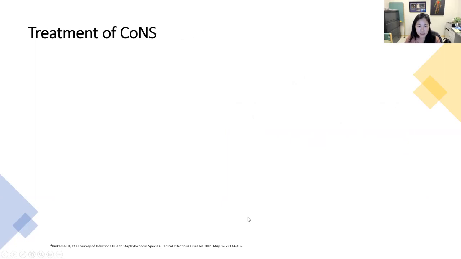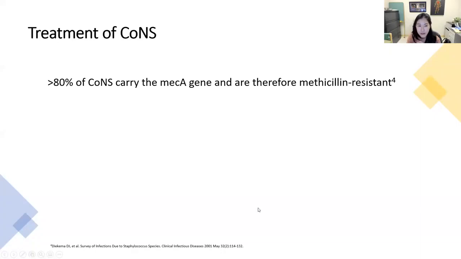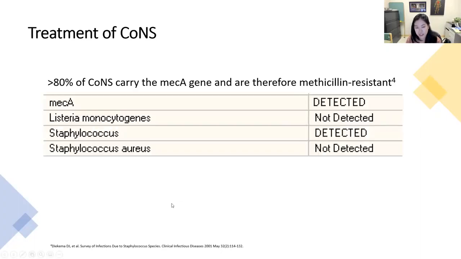Cool. So how do we treat coag-negative staph? It's important to know that over 80% of coag-negative staph are methicillin resistant, meaning they carry the mecA gene. And in the age of BioFire identification, I think it's important to point out, so that'll look like mecA positive, staph detected, but not Staph aureus. Oftentimes I've seen staff make the mistake that when mecA is detected, that means it's Staph aureus, but just know that other staph species can also be mecA positive.